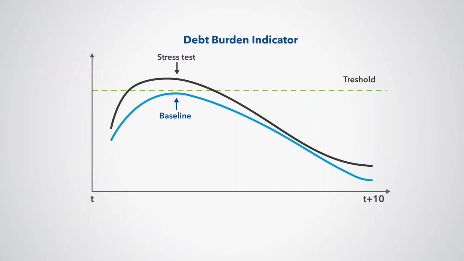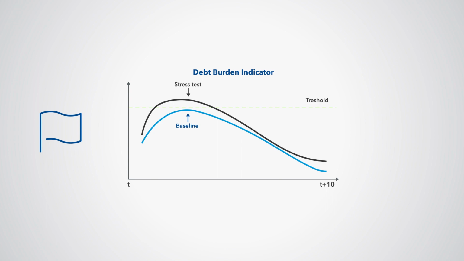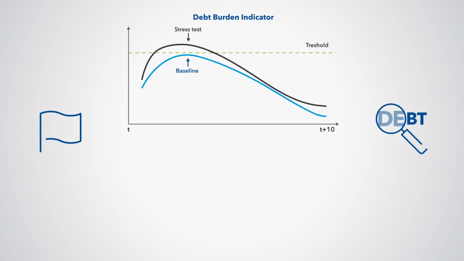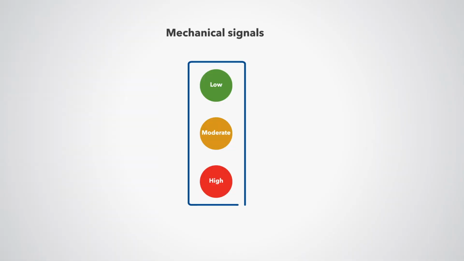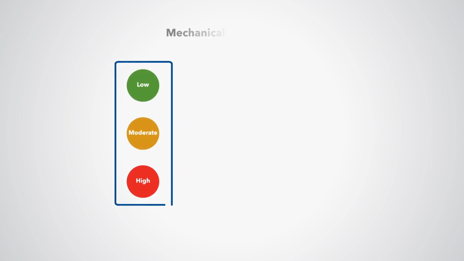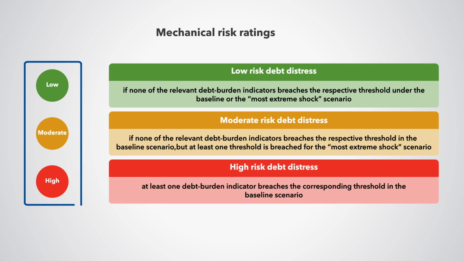For each debt burden indicator, the LIC DSF produces a threshold above which the indicator signals risk of debt distress. These thresholds depend on the country's ability to handle debt, which is determined by a debt carrying capacity indicator produced by the LIC DSF. Using projected debt burden indicators and their corresponding thresholds, the LIC DSF produces mechanical risk signals that depend on whether the indicators breach their thresholds.